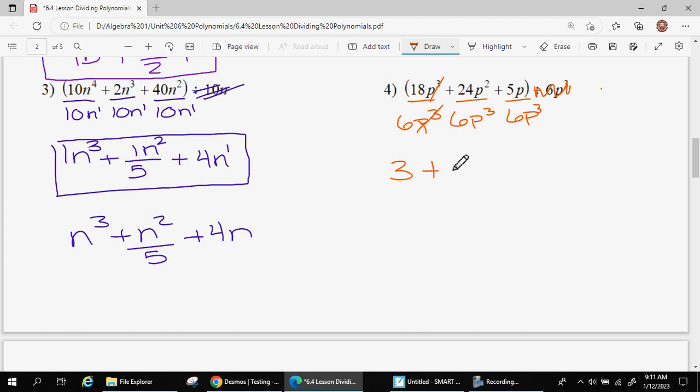24 divided by 6 is 4. I always subtract the big exponent minus the smaller exponent, and then I put my answer on the side of the fraction where the bigger exponent was. So in this case, the bigger exponent was on the bottom of the fraction, so that's where my result is going to be. 3 minus 2 is 1. 5 divided by 6 is as simple as that gets, so we'll leave it alone. And my bigger exponent is in the bottom of the fraction. 3 minus 1 is 2.